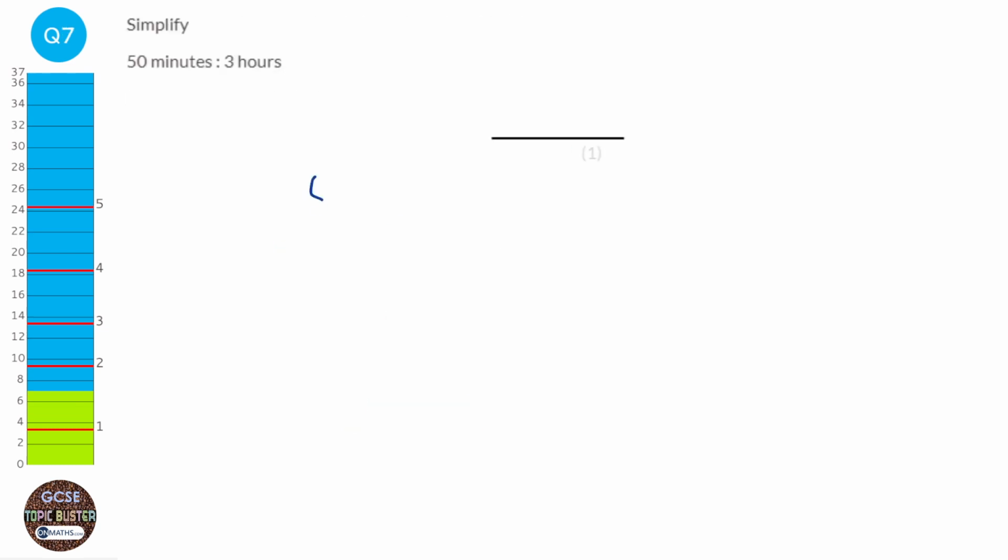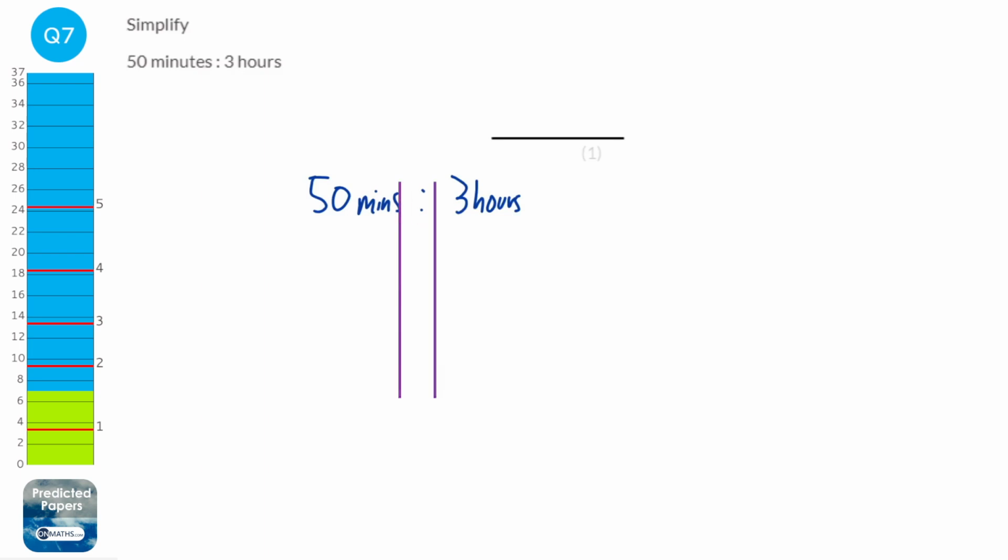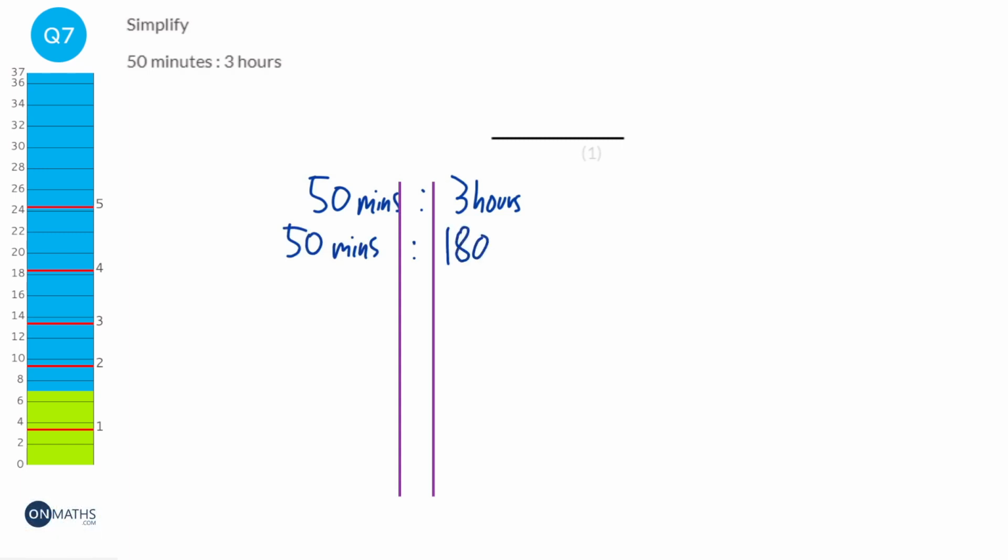We're going to first of all have to convert these both into the same unit. So we've got minutes and hours, that's not going to help us much. So what I'm going to do is pick the smaller unit, which will be minutes. So I'm going to keep that 50 minutes. And I'm going to convert 3 hours into minutes. That would be 180 because we times by 60. And I'm going to just remove the minutes now.